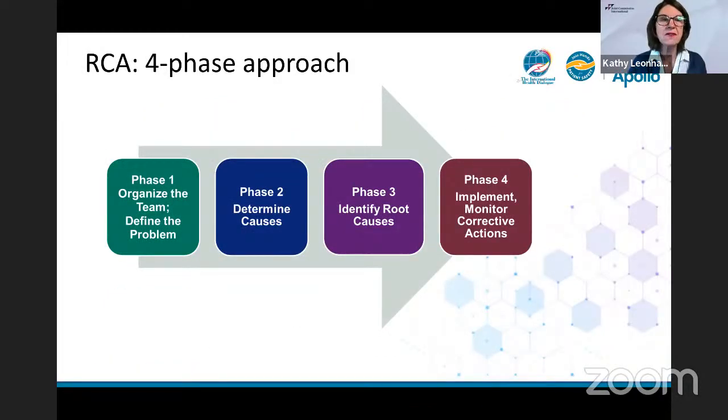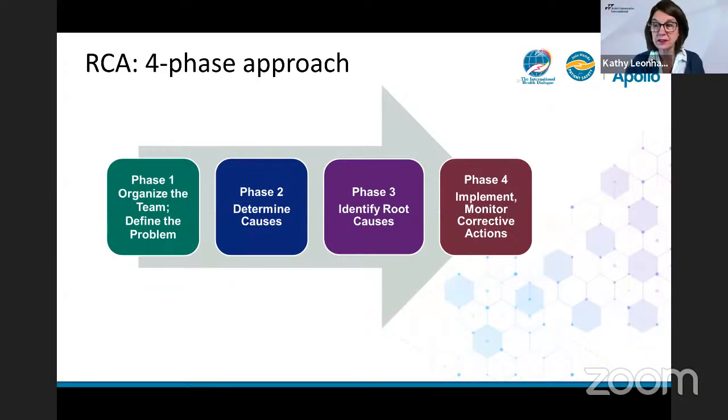So here's a 4-phase approach that I teach in my quality training program. This 4-phase approach is consistent with the Joint Commission framework. And in fact, we have a wonderful publication from Joint Commission that provides even more detail on these 4 phases and breaks it into actually 21 steps. But this is a simple framework for you to consider, for you to be able to follow as you're doing your root cause analysis.